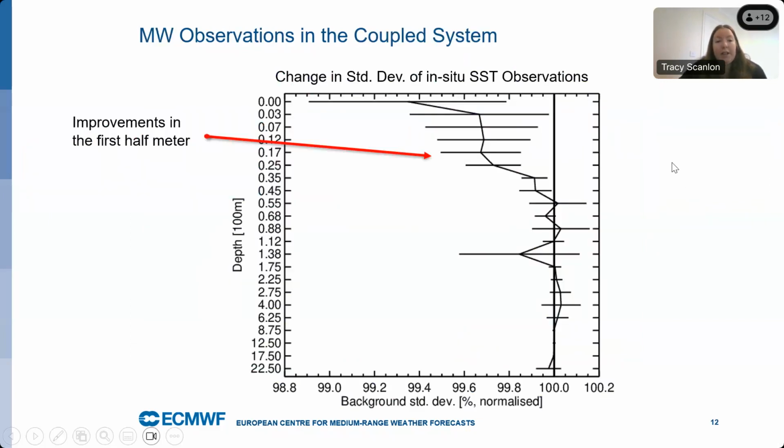So moving on to my last slide, here we have the microwave. We've implemented the microwave observations into the coupled system. And this is just a very preliminary result based on 1 month of data. And we already see there are quite significant improvements in the first half meter of the ocean. So this line here is showing a statistically significant improvement. This is a really nice result to start with, but we are in the process of doing a lot of different tweaking methods to understand how this can change and its sensitivities, etc.